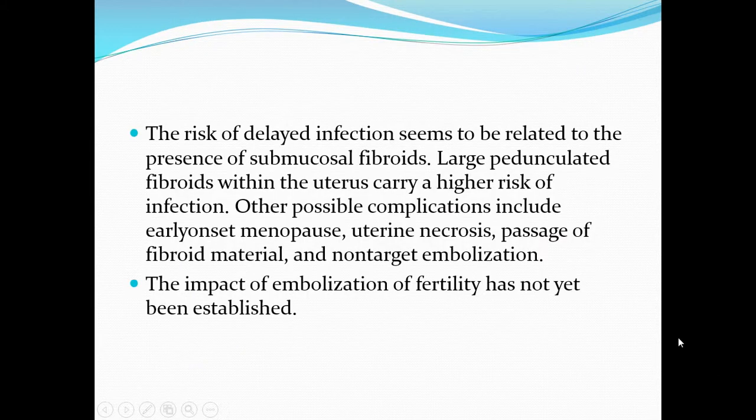The risk of delayed infection seems to be related to the presence of submucosal fibroids. Large pedunculated fibroids within the uterus carry a higher risk of infection. Other possible complications include early onset menopause, uterine necrosis, passage of fibroid material, and non-targeted embolization. The impact of embolization on fertility has not yet been established. This will be all for this chapter.